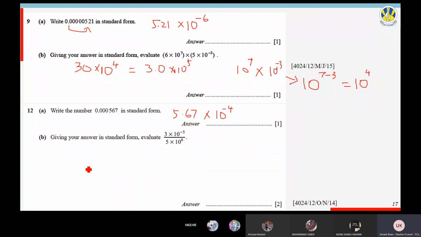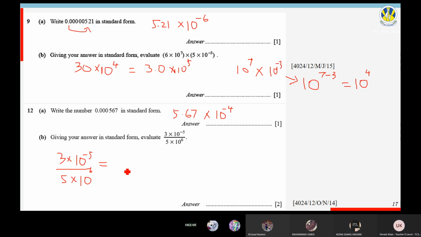Okay, next part, part B. Now this question involves division. Now remember, this is a paper 1 question. Calculators are not allowed. You have to do this question without the use of calculators. So how will you do this question? This is a 2 marks question, remember. So some working is needed. 3 over 5 multiplied by 10 raised to power 11.